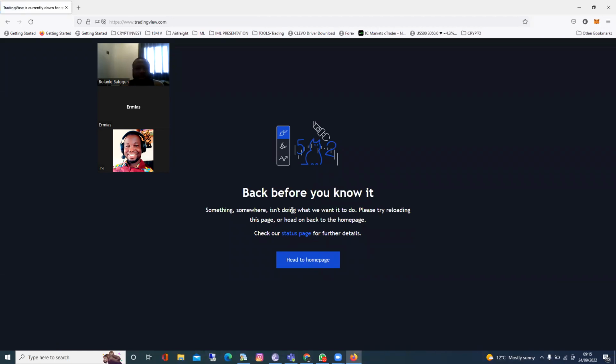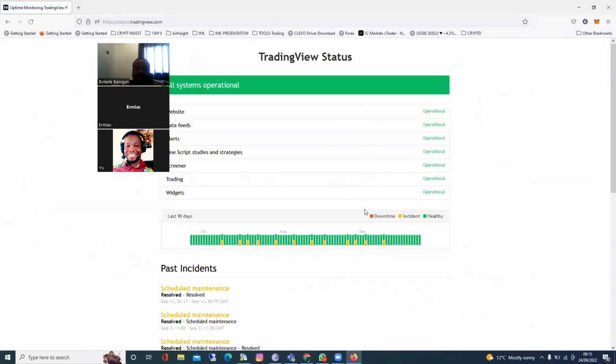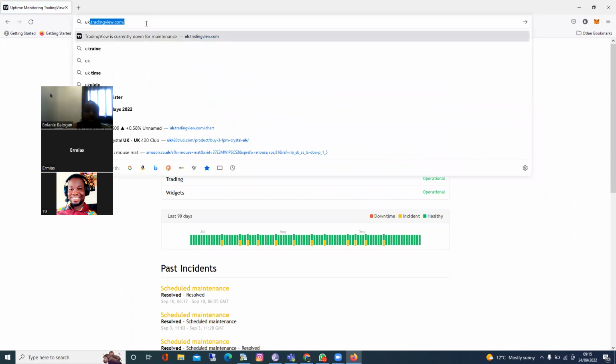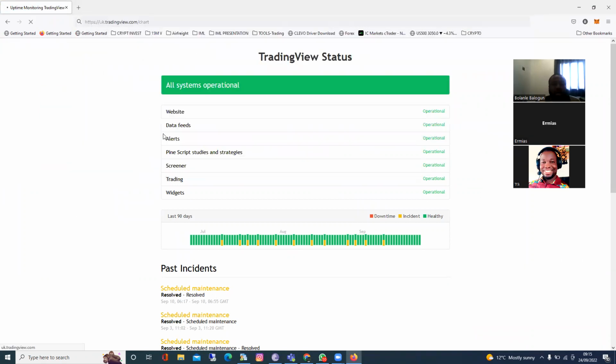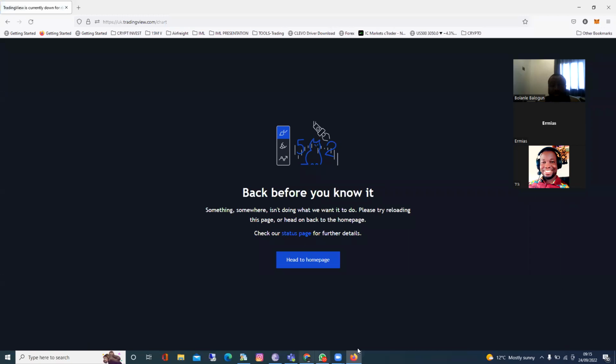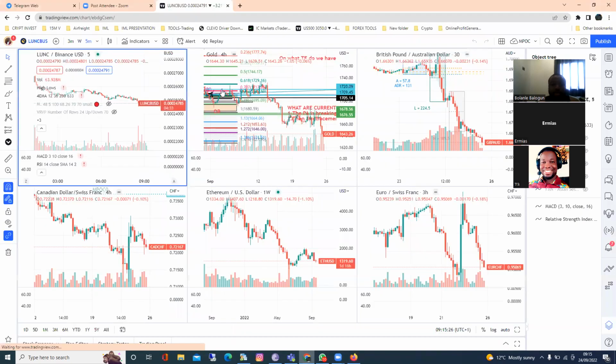Let's see. Oh, TradingView is currently down. Something isn't doing what it's supposed to do. Let's see again. Maybe they're doing some kind of maintenance, but it's open there.